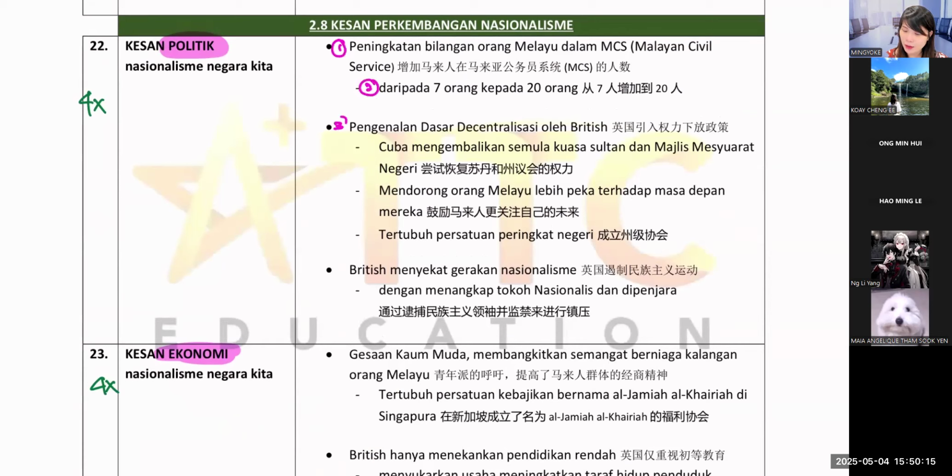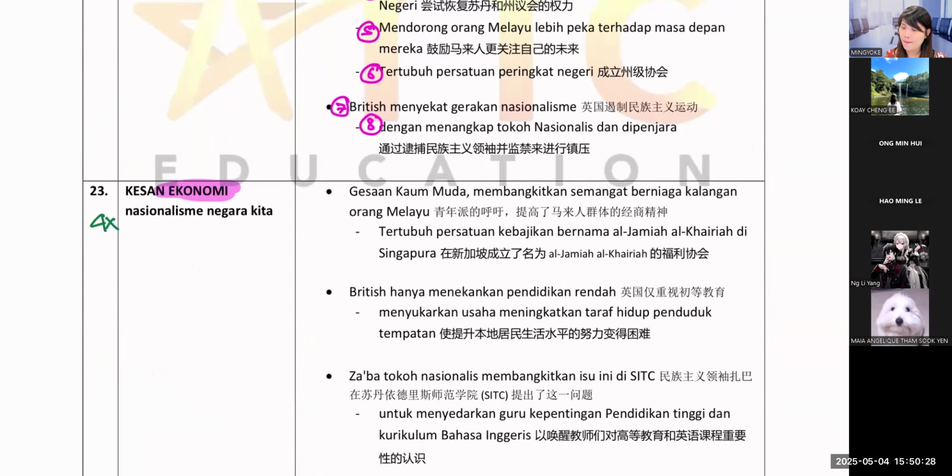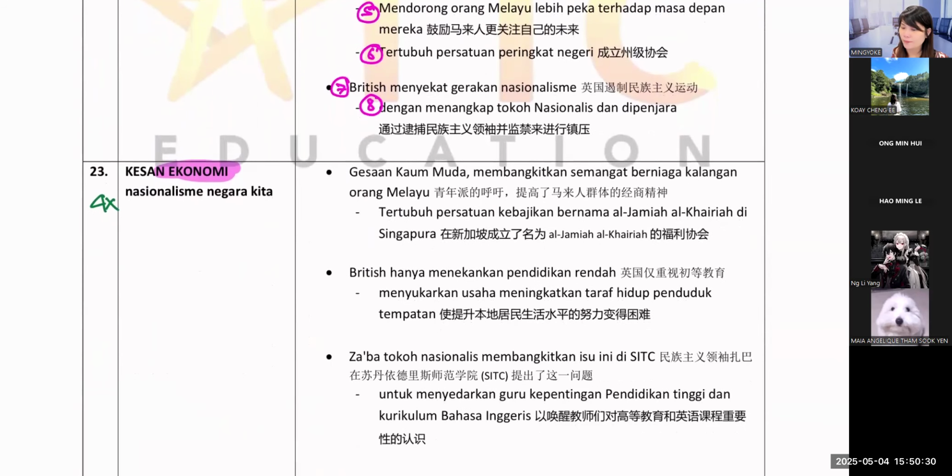Then they have decentralization, and then they give back the power, encourage them, and then 7 and 8. You see? Okay, now. This one you can consider 1 point, whatever. So, okay, economy.